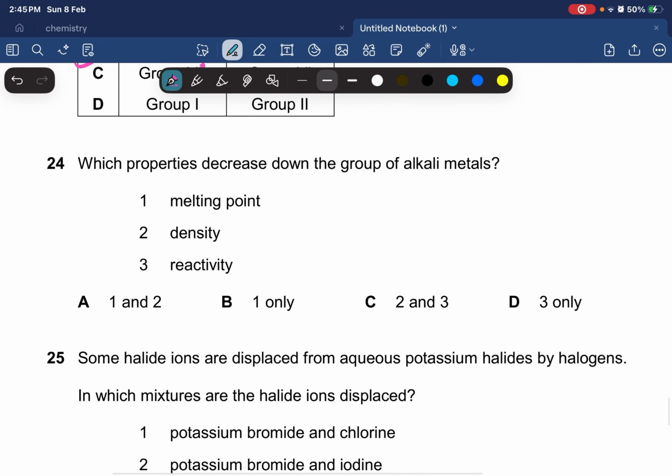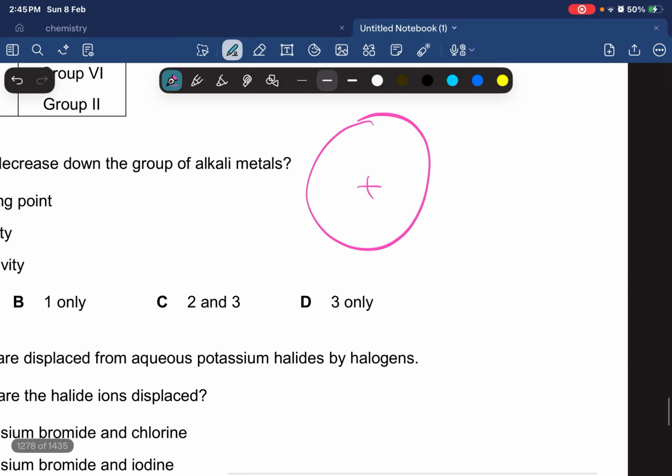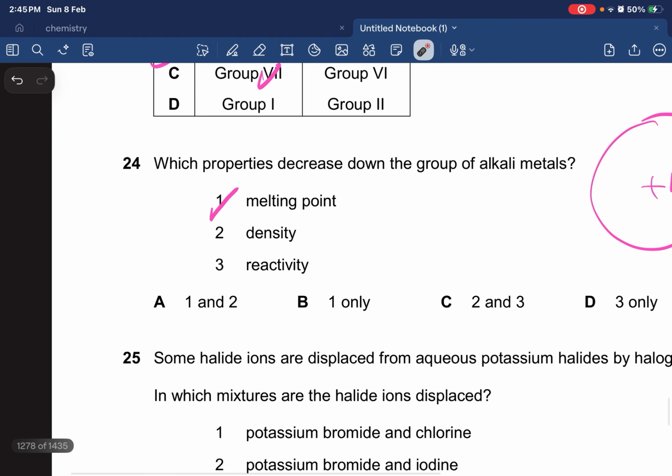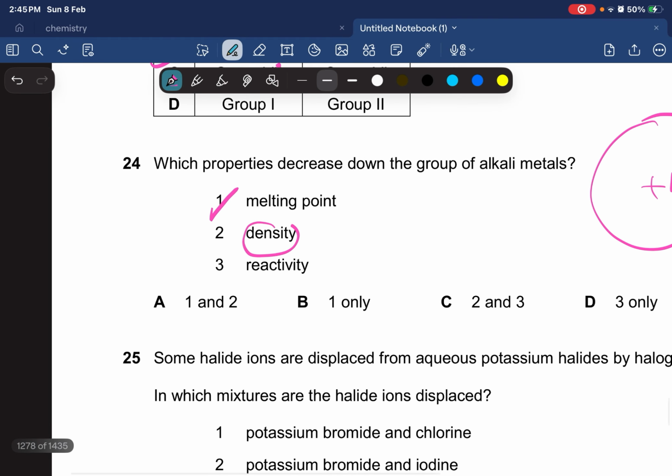It's so easy. Which properties decrease down the group for alkali metals? Melting points decrease because the metallic bonding decreases, because your ionic radii increase, and the distance of your ionic radii from the delocalized electrons increases. Since this distance increases, the metallic bonding weakens, so the melting point decreases. Density increases because your nuclear number increases, reactivity also increases. So which properties decrease? One only, right?